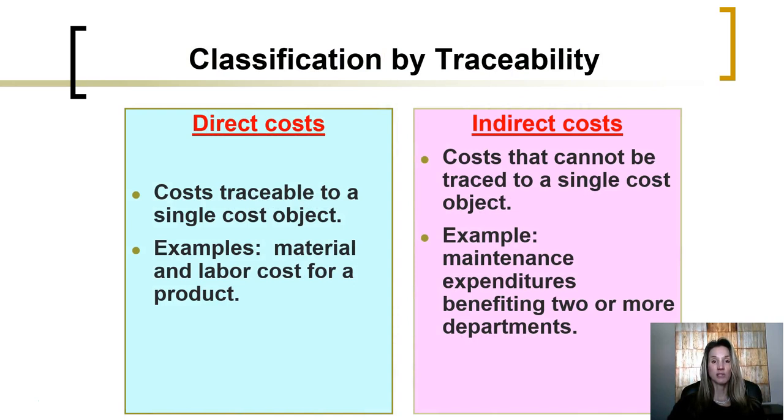If we look at an organization's cost by traceability, we're looking at them by whether they are direct costs, costs that we can trace directly to a single cost object, like material and labor costs for a product, or we can look at indirect costs. These are costs that an organization incurs that we cannot trace directly to a single cost object. For example, maintenance expenditures that benefit multiple departments. Maintenance expenditures cannot be traced directly to one department. It is indirectly traced.